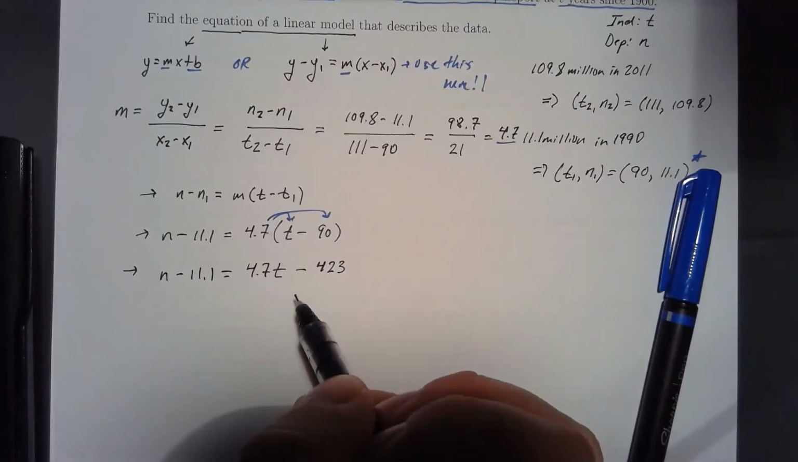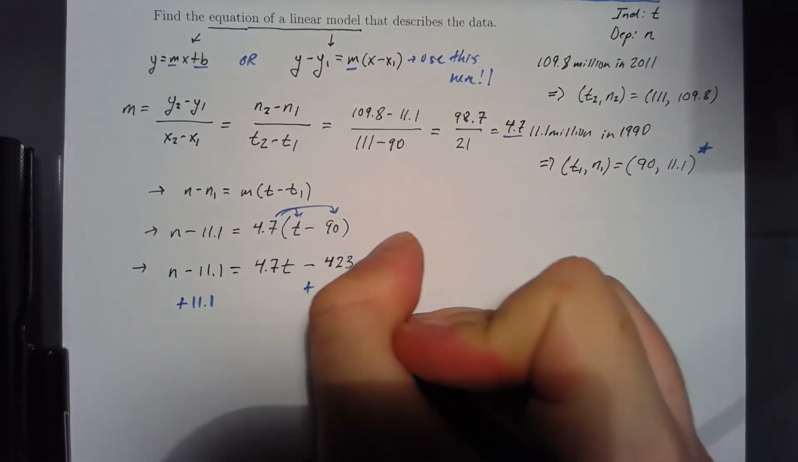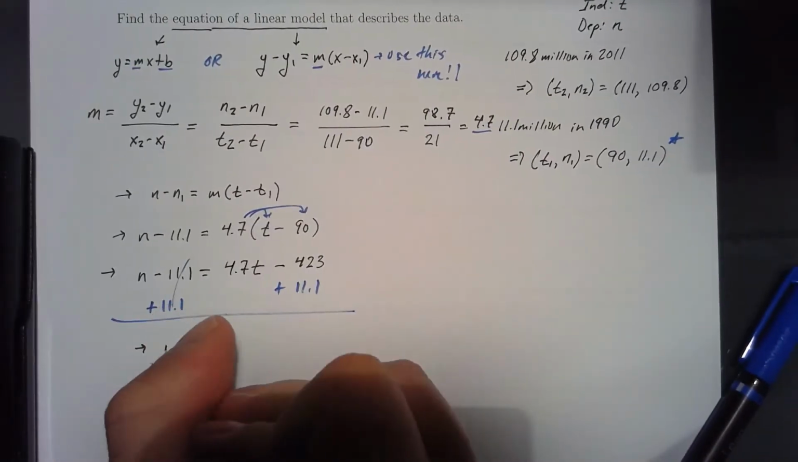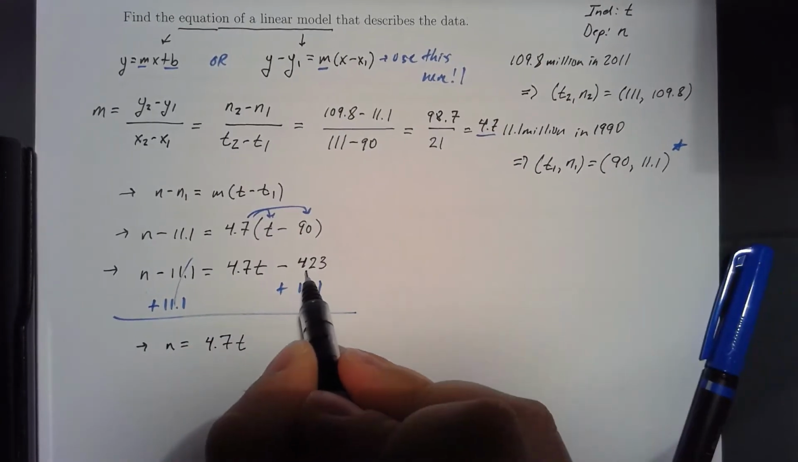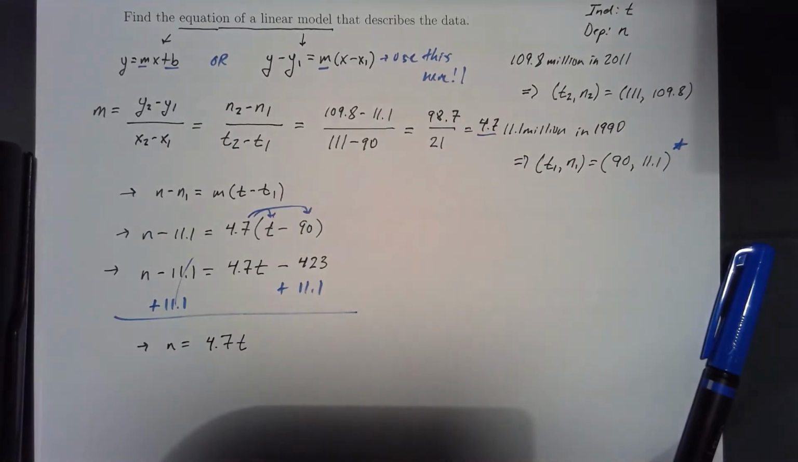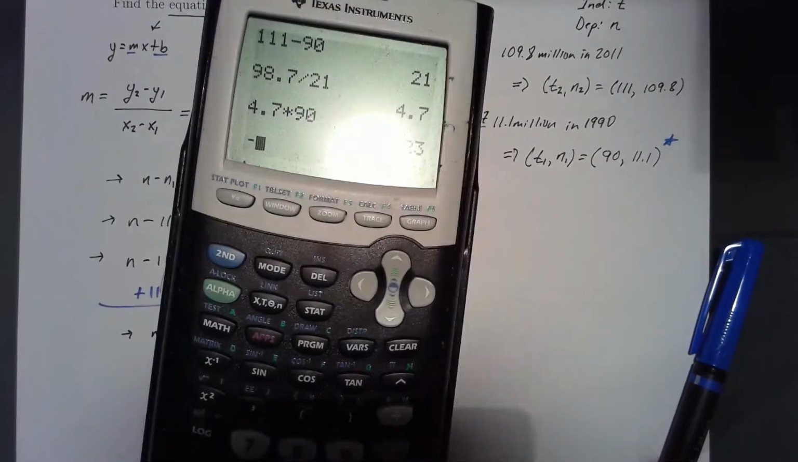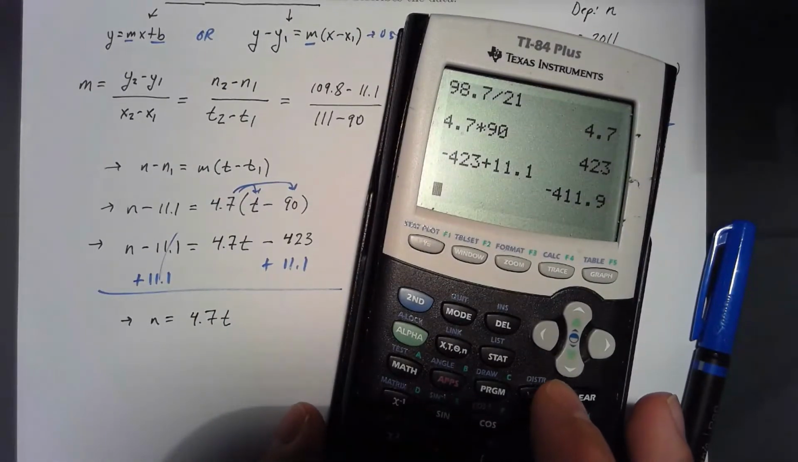The last thing we do here is add 11.1 to both sides so we can get n by itself. So n is going to equal 4.7t minus 423 plus 11.1. So negative 423 plus 11.1 is going to give me minus 411.9.